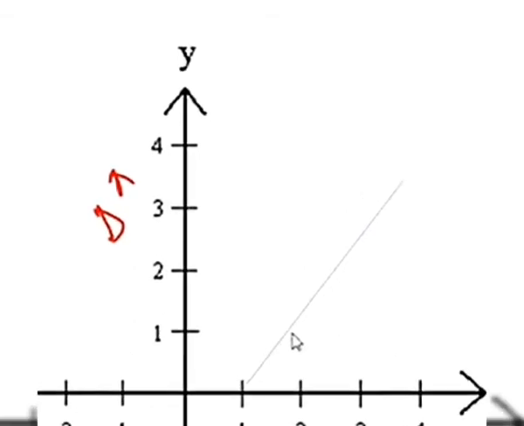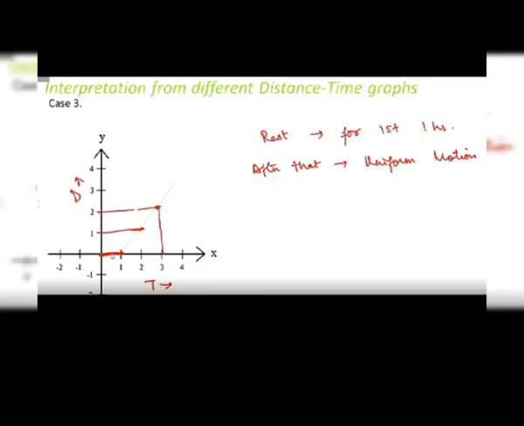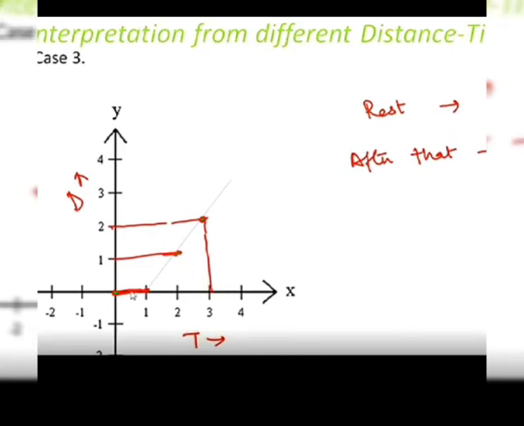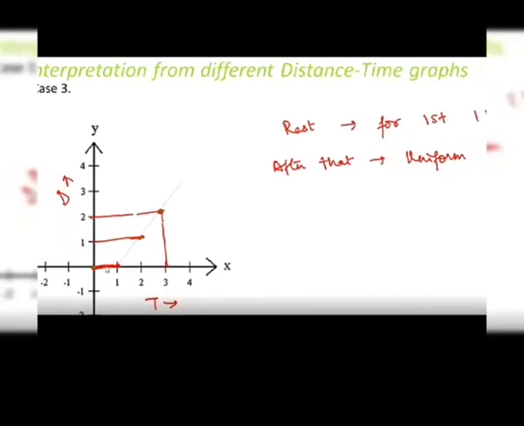So what happens when time increases from 0 to 1 hour? In the first 1 hour, as you can see, there is no movement of the object. So this is 0. So here we are having no motion. The object is at rest for the first 1 hour. After that, the object is in uniform motion. In the first 1 hour, the object is at rest. After that, the object is in uniform motion.